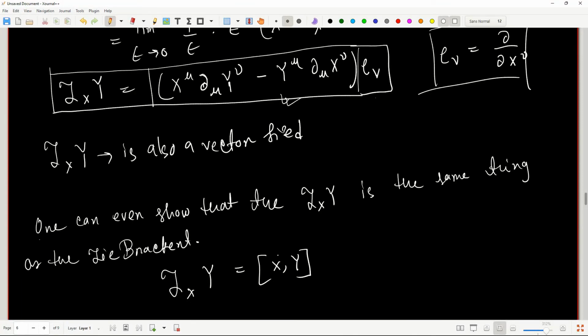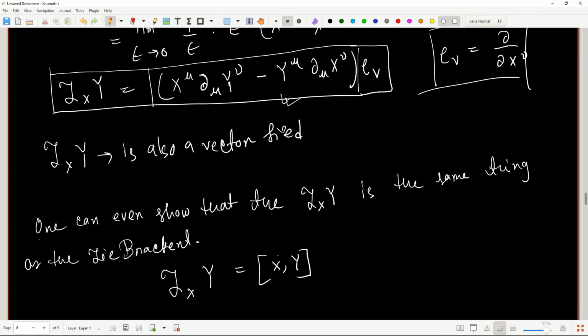You can also show that it satisfies the Jacobi identity, the skew-symmetric properties, and bilinearity properties. So this is a very useful tool when you want to do some general relativity. You will see some applications of this, but for us only the definition and showing some of the properties that it satisfies will suffice.